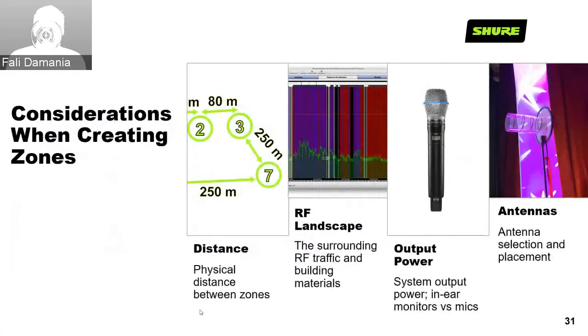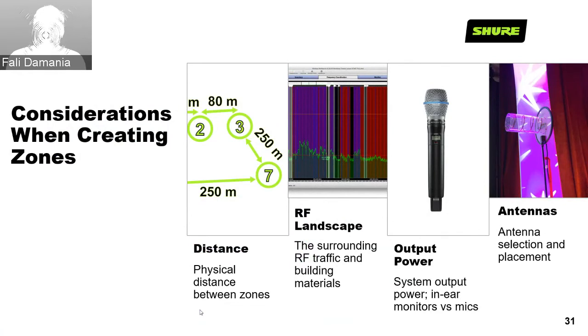A few considerations when creating zones should be, like I mentioned first, the physical distance, the RF landscape, basically what your scan looks like, and the RF output power of your transmitters, and more importantly, of your monitors. Transmitters for mics, especially the newer digital microphones, generally don't transmit at very high powers, whereas in your monitors, for example, PSM1000s can still go up to 100 milliwatts. So you need to be careful of that, it is a big consideration.